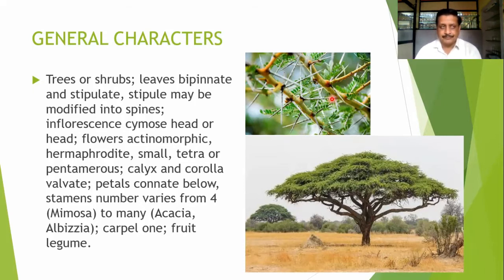Carpel is single, ovary is single, and the fruit is typically a legume, or we can say a lomentum type of fruit is there. So these are some of the general characters. You can find habit here. Most of the plants are either shrubby members or tree members. Very few are having the herbaceous habit.